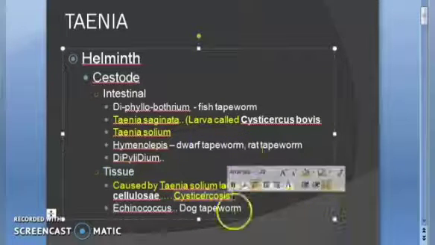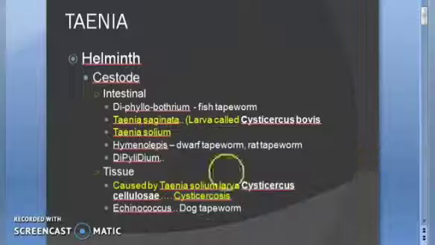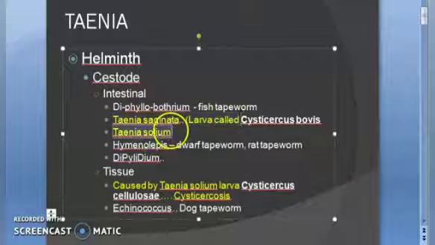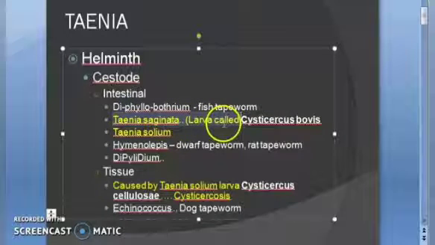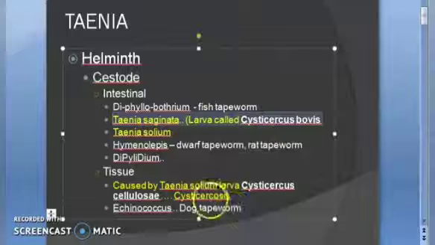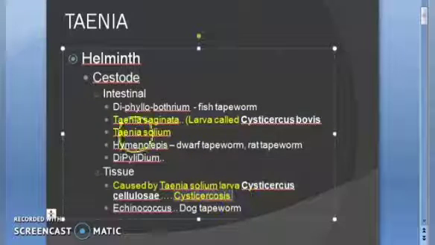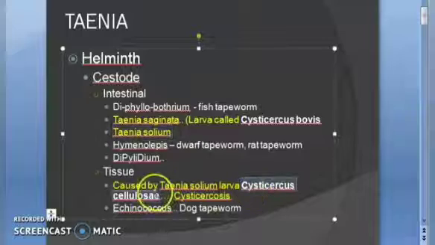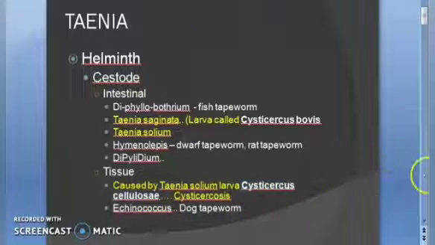Okay. So all the things in green and yellow you are understanding, right? That is what we are going to cover in this video. Taenia saginata, Taenia solium. The larva of Taenia saginata is called Cysticercus bovis. That is not causing cysticercosis. Cysticercosis is caused by the larva of Taenia solium, which is called Cysticercus cellulosae. Okay, moving on.